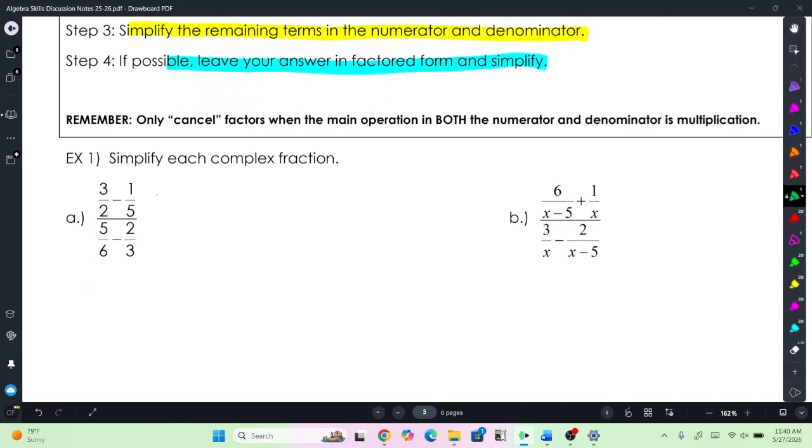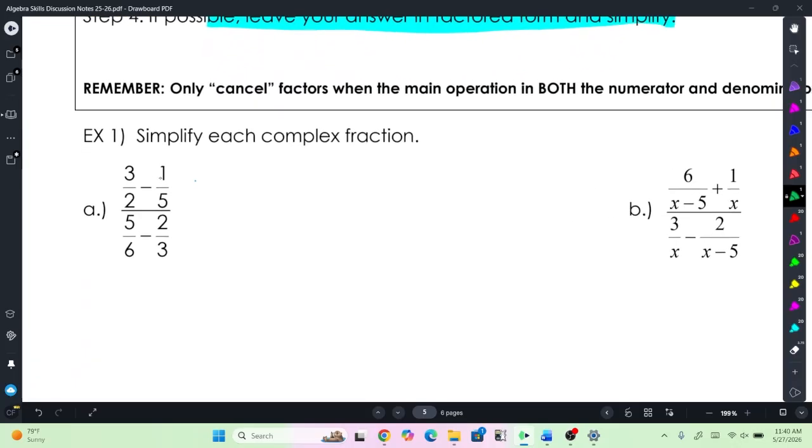So example 1, what we have here is a complex fraction where this is our big fraction line, and in the numerator of the big fraction we have 3 over 2 minus 1 over 5. So these are the little fractions, 3 over 2 and 1 over 5. Then in the denominator we have 5 over 6 minus 2 over 3. Those are little fractions. So what we need to do is find the least common denominator of 2, 5, 6, and 3. Those are all the little denominators.